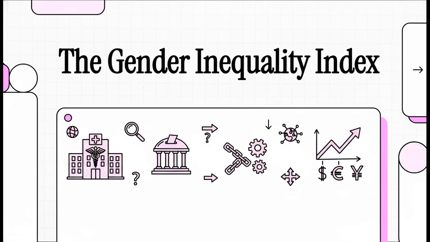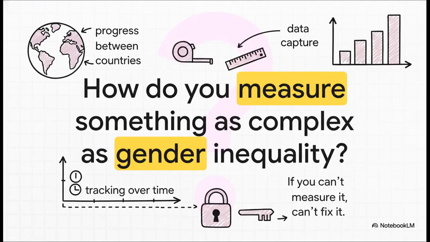Gender inequality. I mean, it's everywhere, right? You see it in healthcare, in politics, in the economy, but because it's so massive and complex, it creates a huge challenge. So how do you actually measure it? How do you put a number on something so multifaceted? How can you tell if one country is doing better than another, or if we're even making progress over time? Because they say if you can't measure it, you can't fix it.